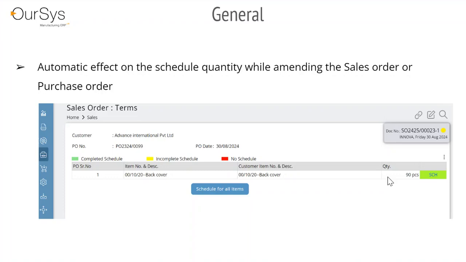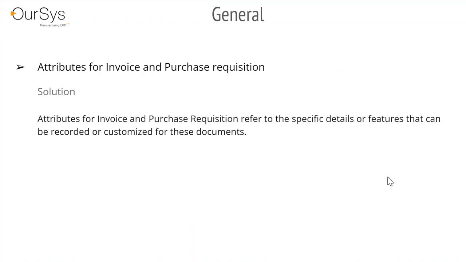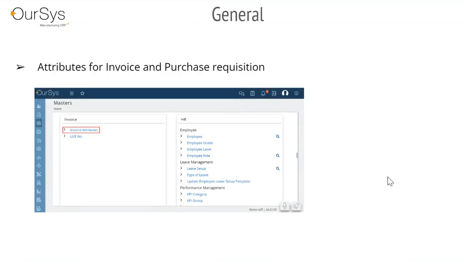Attribute for invoice and purchase requisition. As you would know, in the previous few versions we gave the provision to add attributes based on your choices. Now we have implemented something similar in the invoice as well as the purchase requisition module, where you can define or specify your attribute.